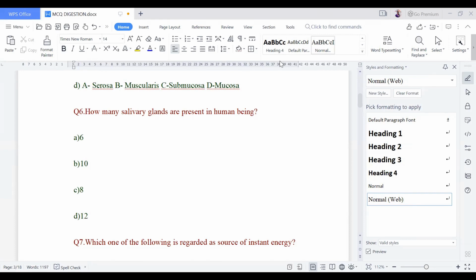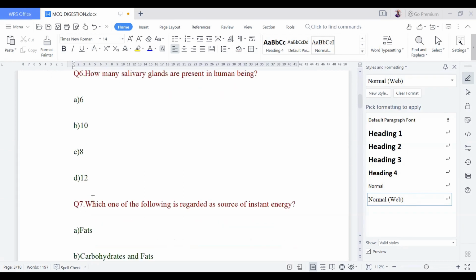Okay. So here, the right answer is option A, that is 6. We have 3 pairs of salivary glands, which means it will become 6.